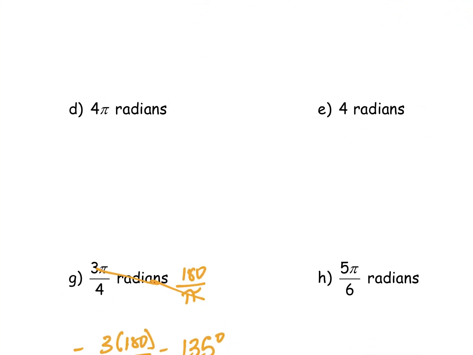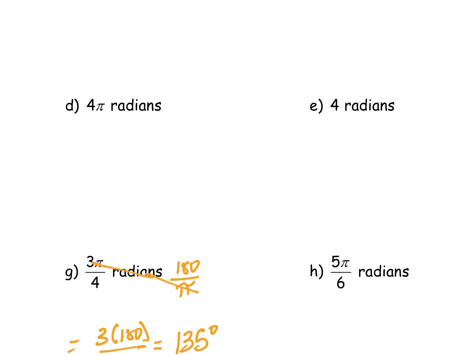So these two, D and E, are not the same. The difference between them is one has pi and one doesn't, right? So they're not the same. So I'm going to get different answers. I'm still going to multiply by 180 divided by pi. So my pi's go away, and I get 4 times 180, 720 degrees.